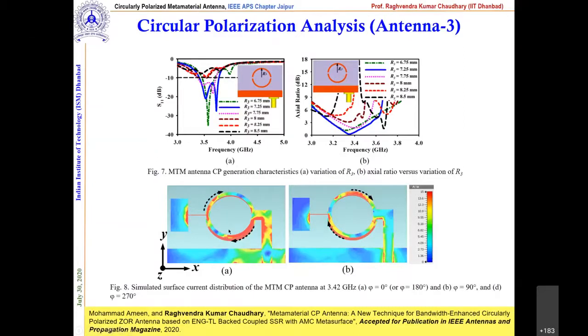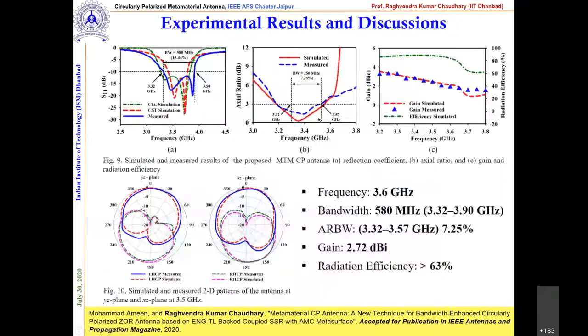Now finally we performed the experiment, and we got very good results. We got very good agreement, and between 3.32 and 3.90 GHz, we got around 15.44 percent bandwidth, and the axial ratio bandwidth is around 7.25%. This is quite a good axial ratio and could be used in many applications, like many of the space applications, correct.